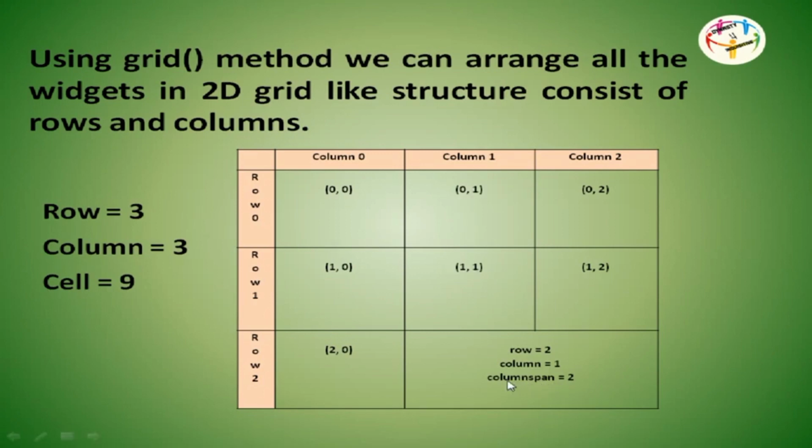And the last cell, which is row equal to 2, column equal to 1 and column span equal to 2. So it means it is in row number 2, in column number 1, the second column, and column span 2 means it will merge 2 columns, that's why column span equal to 2. So in this way we can merge 2 columns.